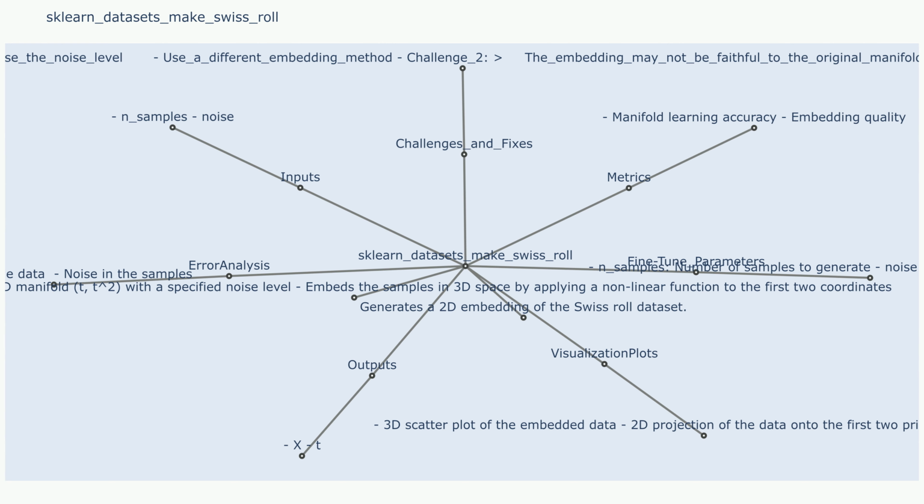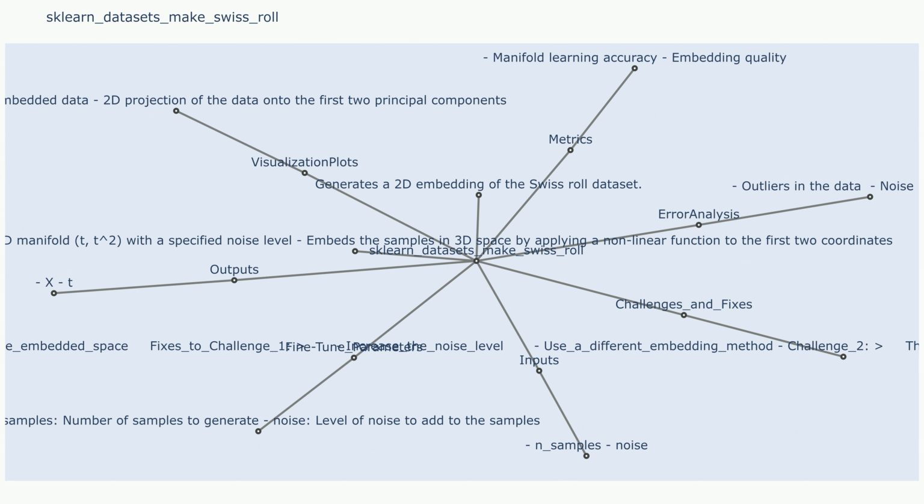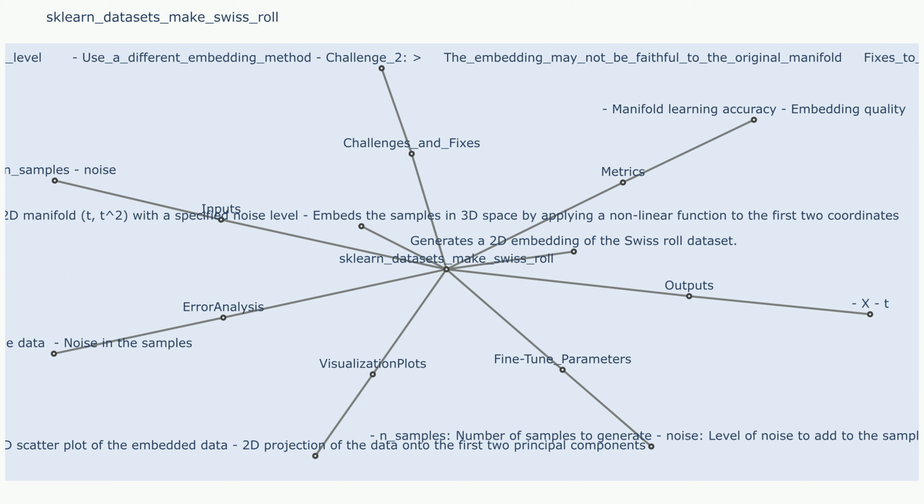Challenges and fixes. Challenge 1. The generated data points are inherently noisy, potentially making it difficult for some algorithms to effectively recover the underlying manifold. Sample use case. When using a dimensionality reduction algorithm that assumes low noise, the noise might lead to poor performance in capturing the Swiss roll structure. Fixes. Pre-processing the data with noise reduction techniques, such as smoothing or filtering, can mitigate the impact of noise and improve the performance of algorithms.